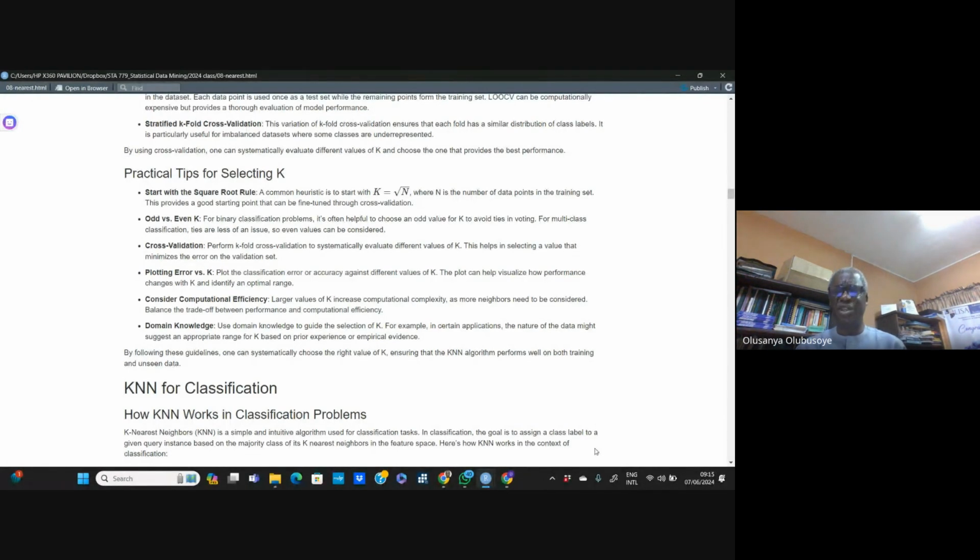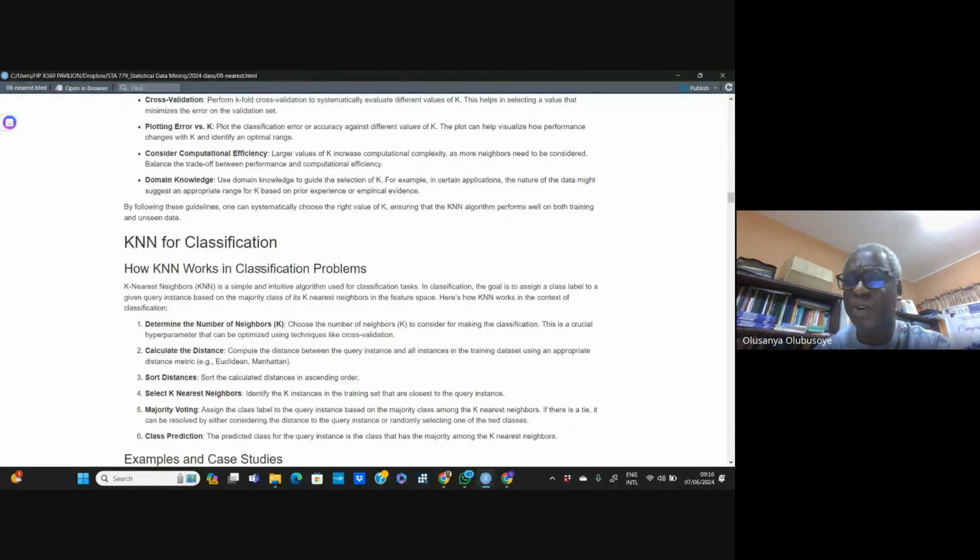You can also use your domain knowledge as an expert, an authority, to guide your choice of K. For example, in certain applications, the nature of the data you have may even suggest what should be the range of the K you should use. So combine your intuition with your theoretical knowledge to determine the value of K. So those are practical steps to follow.